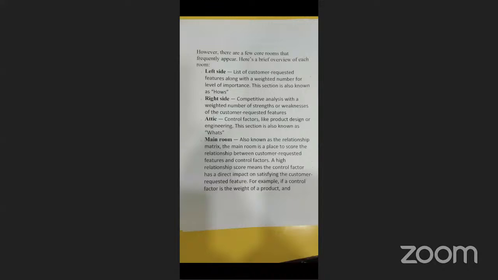So here, the left side is the list of the customers' requested features along with the weighted number for the level of importance. That means how the particular system occurs. Then on the right side, competitive analysis with a weighted number of strength or weakness of the customer's requested features. Next is the control factors, like product design, product engineering. This section is also known as the what. What means what should be done.